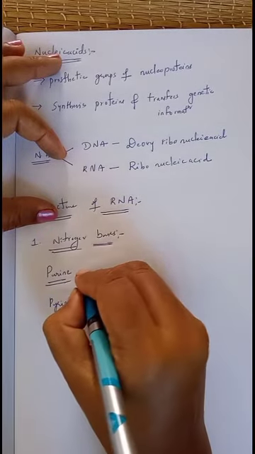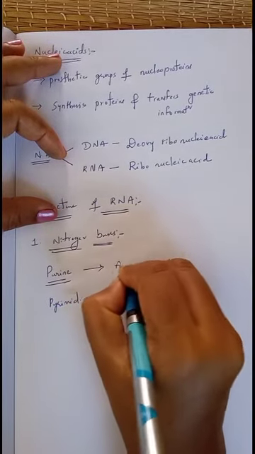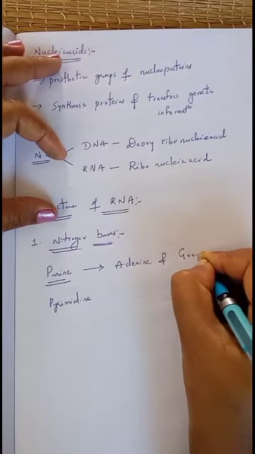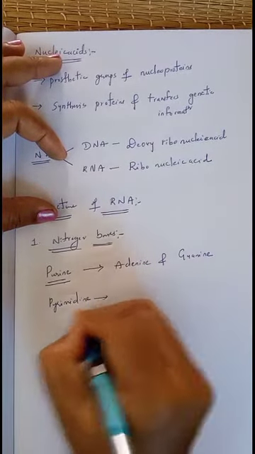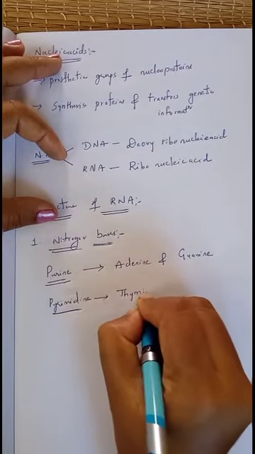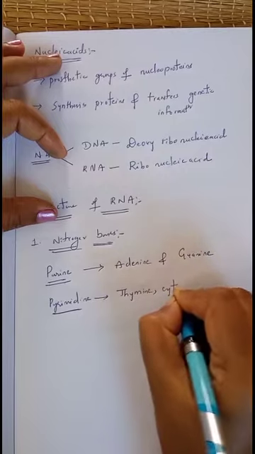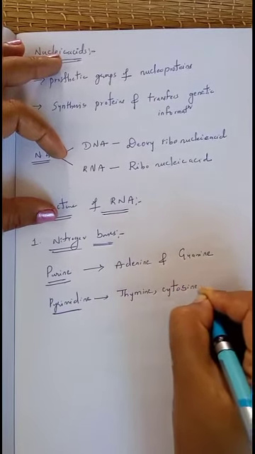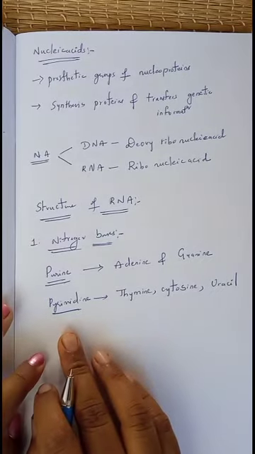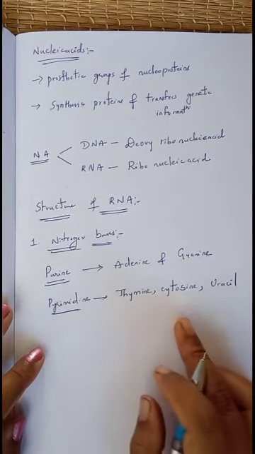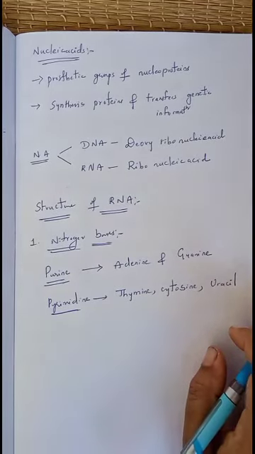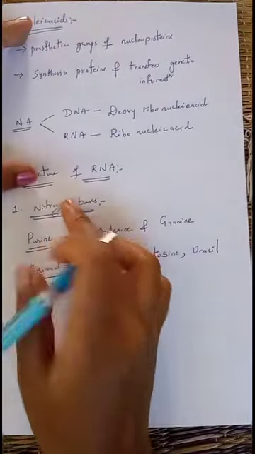Purines are of two types, adenine and guanine. Pyrimidines are of three types, thymine, cytosine and uracil. Okay, so three types of pyrimidine nitrogen bases are there, thymine, cytosine and uracil. Two types of purine units are there, that is adenine and guanine. So that is about the nitrogen bases.